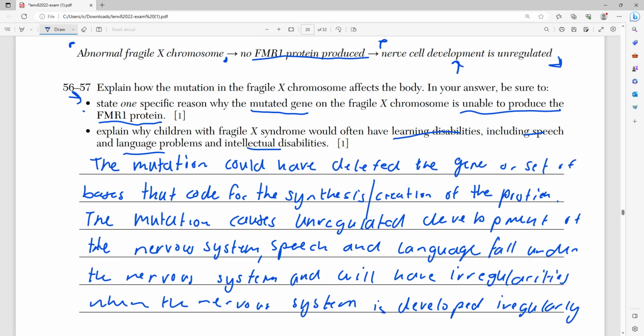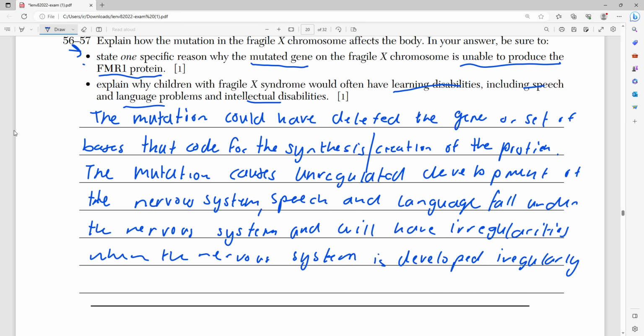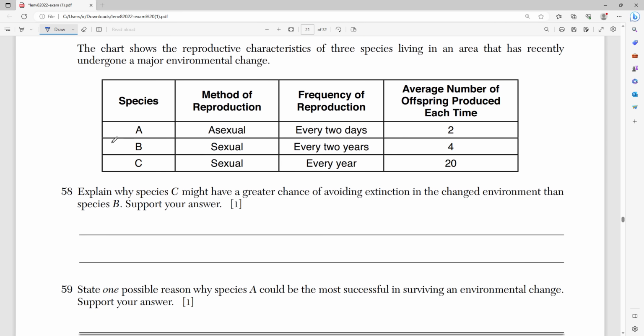All this mutation does is it causes an irregular nerve cell development, right? Nerve cells are associated with speech and language, so that's why those two sections would be irregular, right? You could also say that nerve cell development is not regulated. You could have said that the brain cells or nerve cells that regulate speech haven't developed normally. Anything like that. This was just a very wordy explanation. Moving on to number 58.